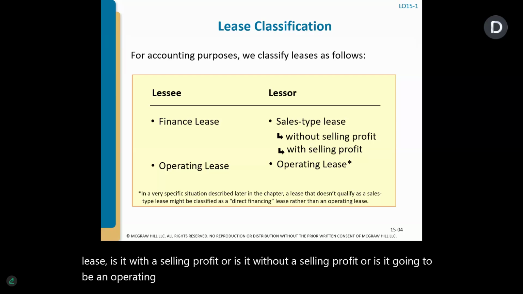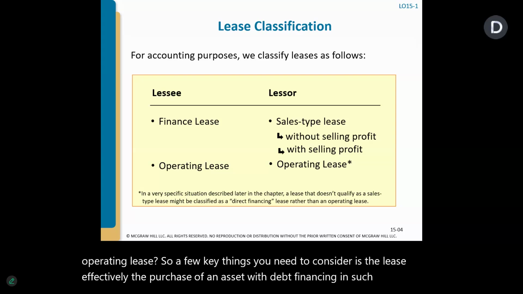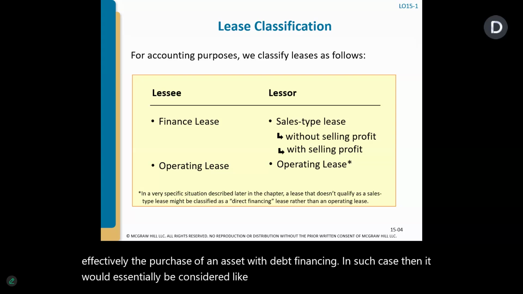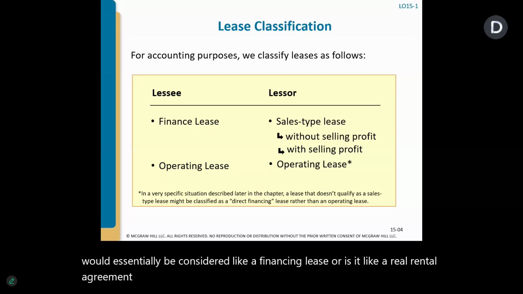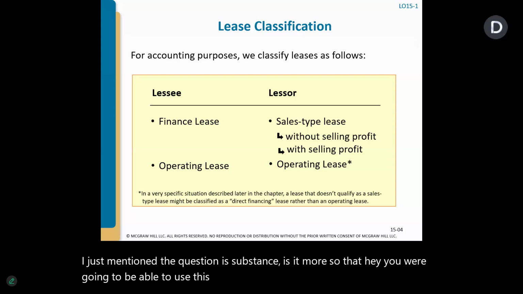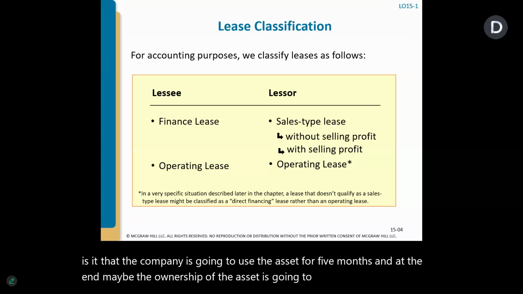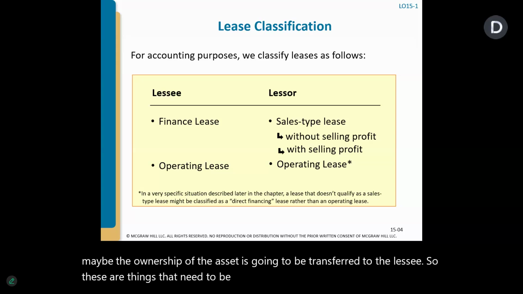A key thing to consider is whether the lease is effectively the purchase of an asset with debt financing. In such case, it would essentially be considered a finance lease. Or is it like a real rental agreement? The question is substance. Is it that you are going to be able to use this asset for 5 months and after that, that's it? Or is it that the company is going to use the asset for 5 months and at the end, maybe the ownership of the asset is going to be transferred to the lessee? These are things that need to be considered.